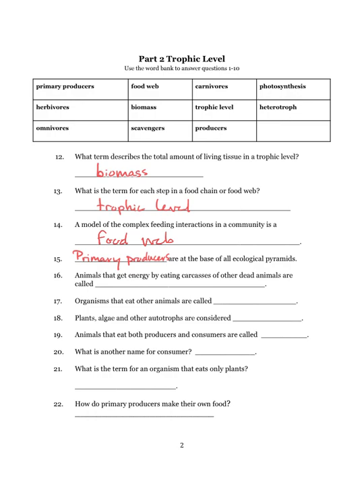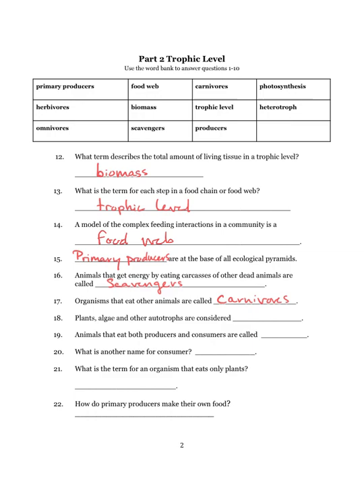Number 16 says animals that get energy by eating carcasses of other dead animals are called scavengers. So scavengers are organisms that don't necessarily hunt for their food, but they do eat other dead animals that have been killed by some other means. Number 17 says organisms that eat other animals are called carnivores. So the prefix carne means meat, so carnivores are meat eaters. That would include dogs, cats, wolves, things like that.